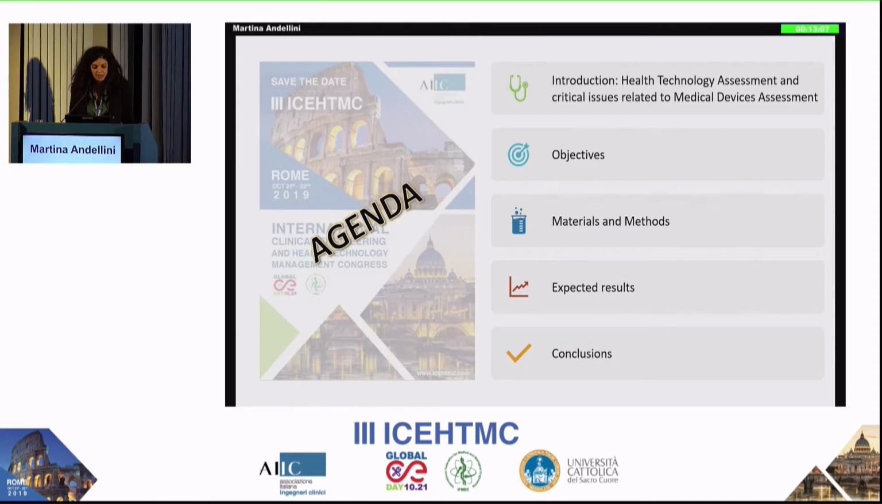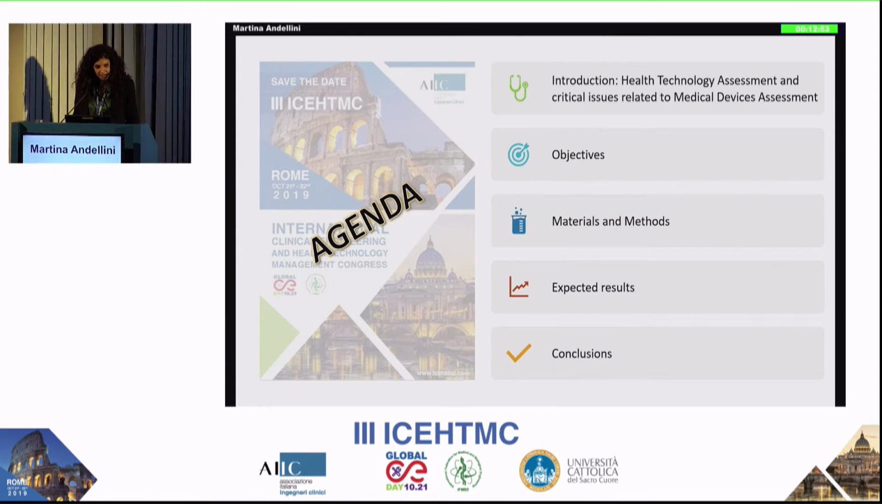So this is the agenda. We start with an introduction on what health technology assessment is and the critical issues, as Professor Clark mentioned before, related to the medical devices assessment, the objective of our study, materials and methods, and the expected results, because it is an ongoing study, and the preliminary conclusions.